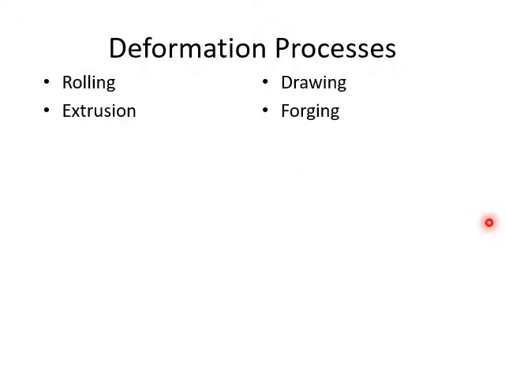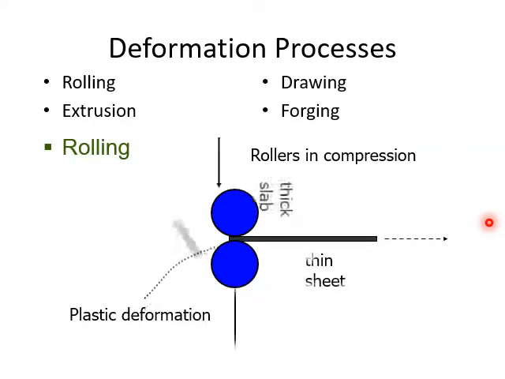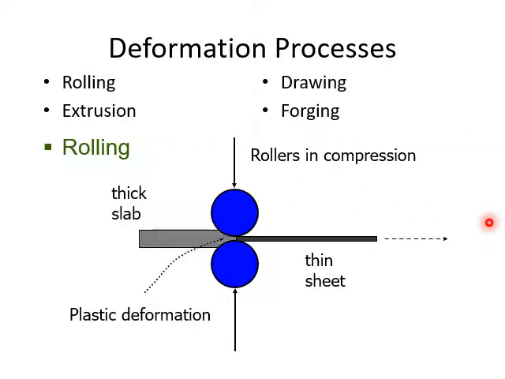So the formation process, you have rolling, extrusion, drawing, and forging. In this case, for the rolling, you have a thick slab bar, a metallic bar, and then you push it towards a roller over here, and from the roller you can get the thin sheets. So usually thin sheet material is made from this process.